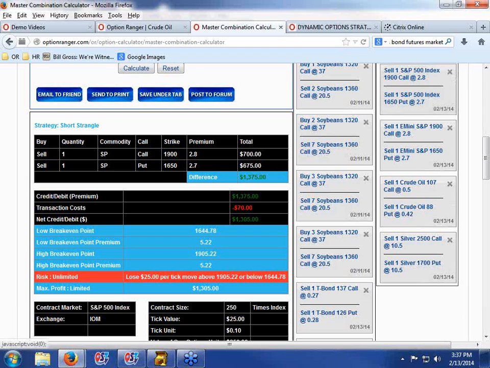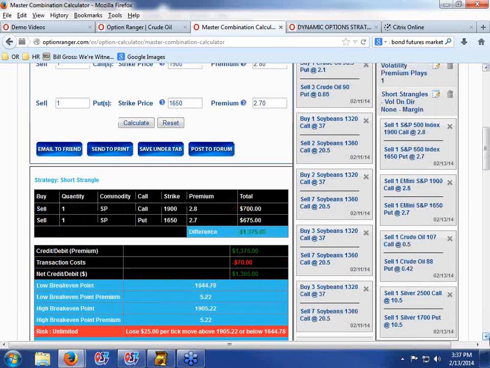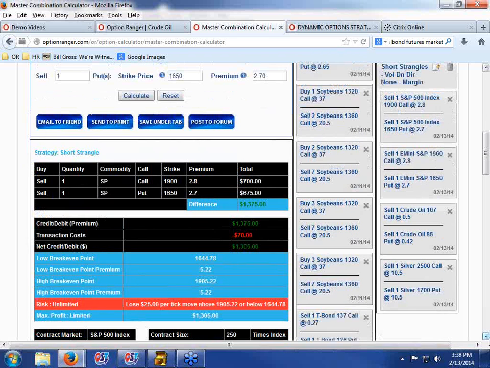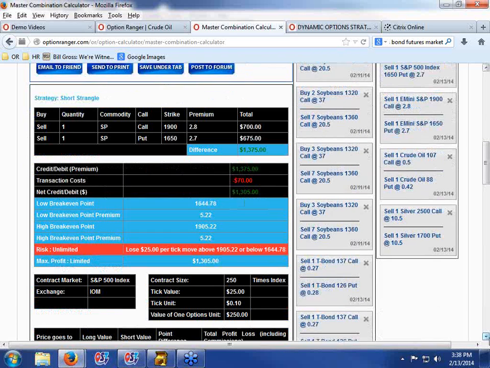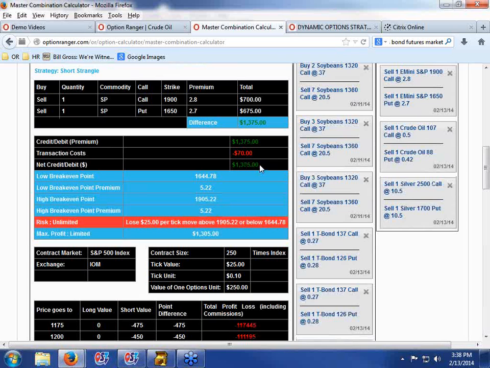Afterwards, remember, as with any transaction, we want to input our costs. So this defaulted to a cost, I believe, of just 35. So you take out all those round turns. So your net on this that you will be collecting if you put on this trade is 1305.